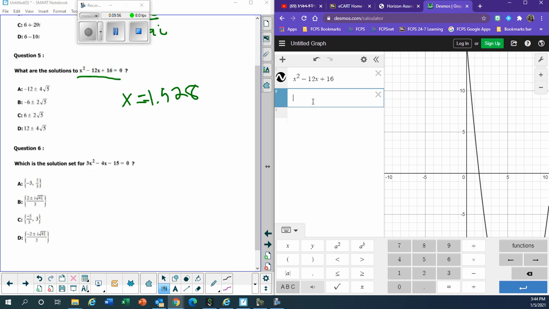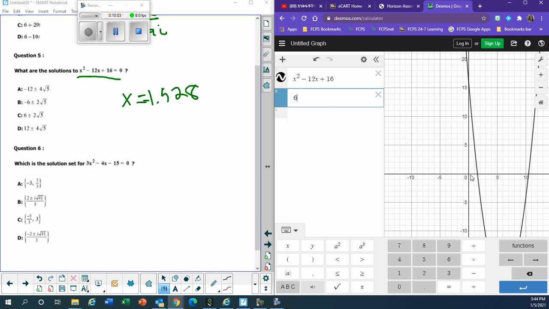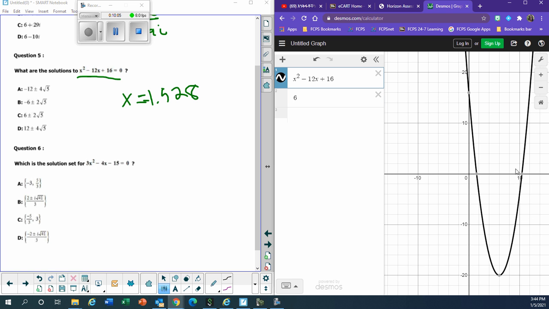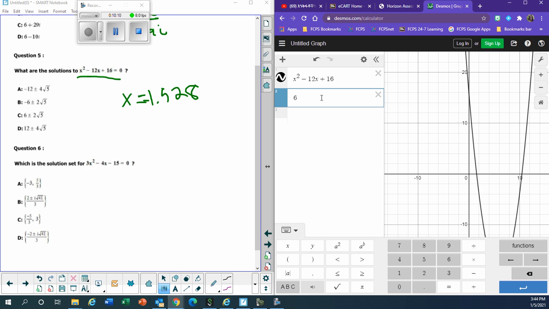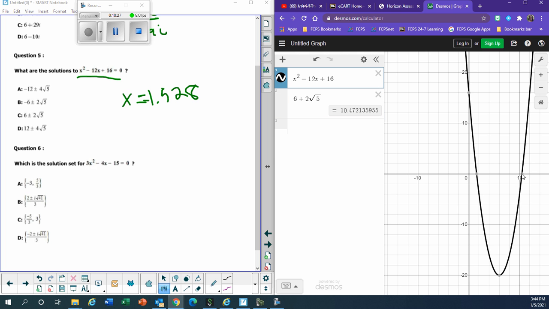So C would be 6, and then you have to do separate, right? These are the two solutions that I have. I have one solution here, and then the other solution is here. So 6, and they're both positive. So I'll do 6 plus 2 times the square root of 5. That's 10.47. Is that what I got here? Looks like it, right? 10.47, right?